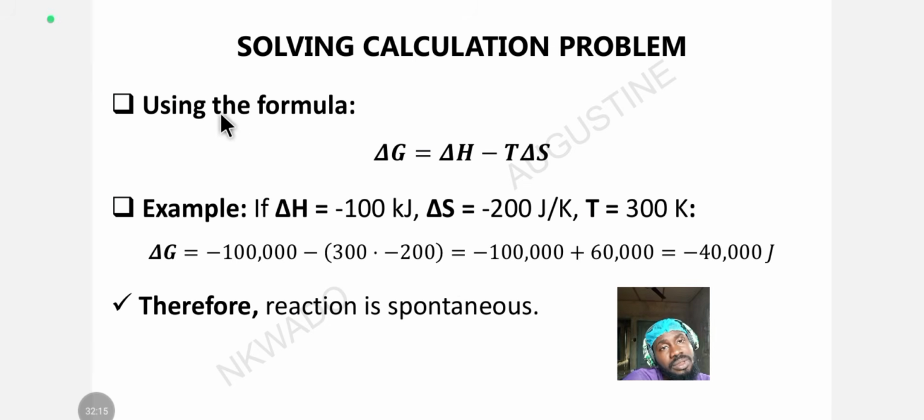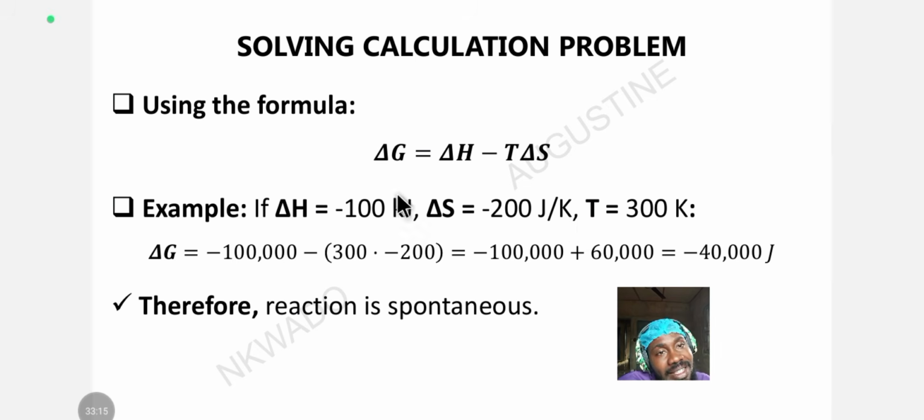For example, using the formula, change in Gibbs free energy is equal to change in enthalpy, or heat change, minus temperature times change in entropy, or change in disorderliness. All right. So the example we have here, the parameters given to us are: change in heat is equal to minus 100 kilojoules, change in entropy is equal to minus 200 joule per Kelvin, and temperature is equal to 300 Kelvin.